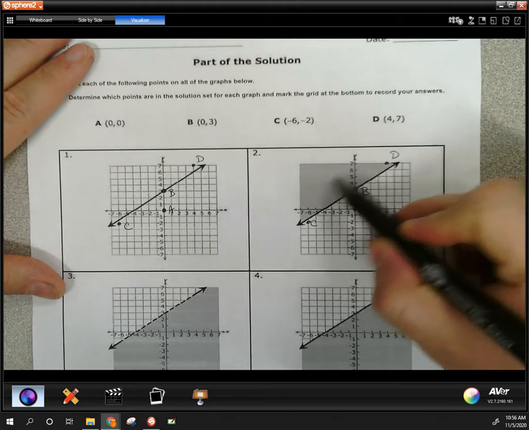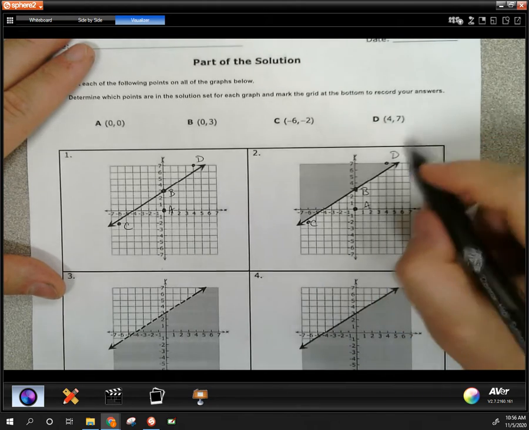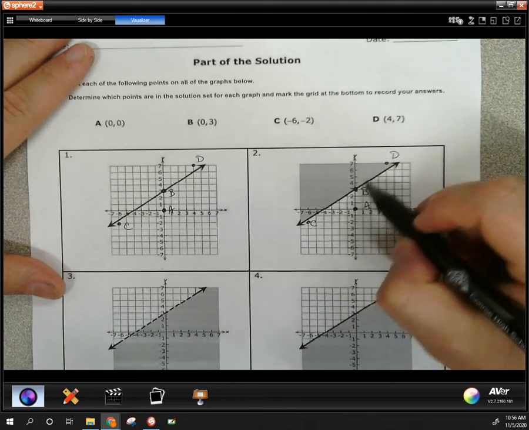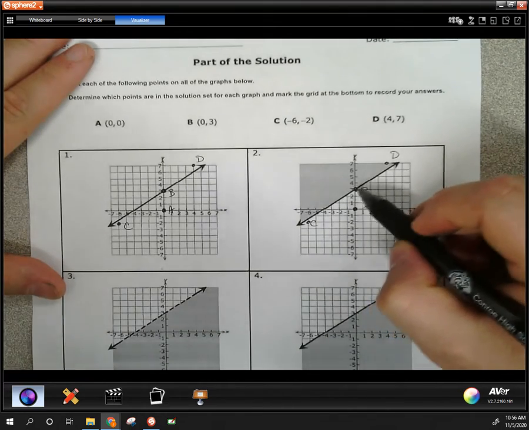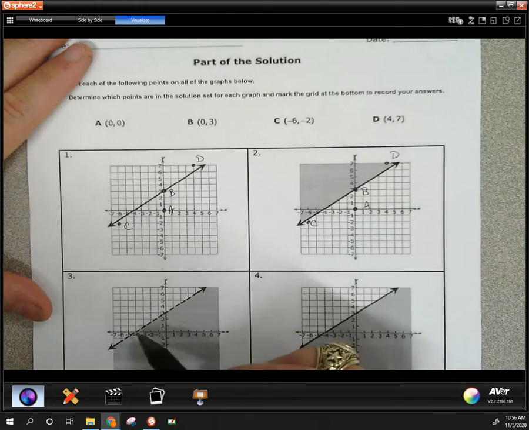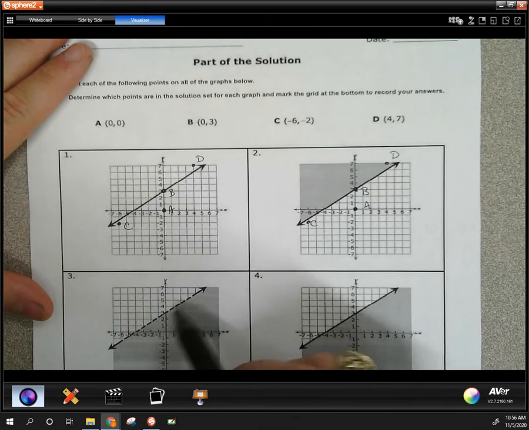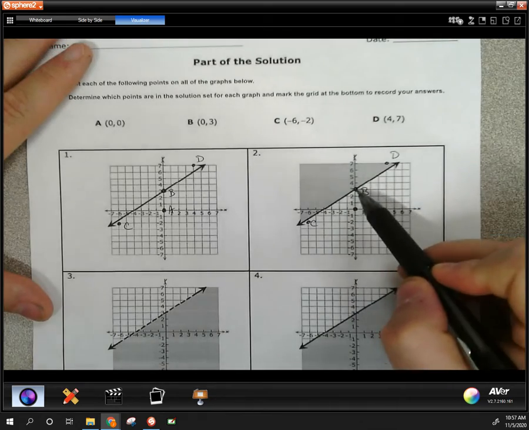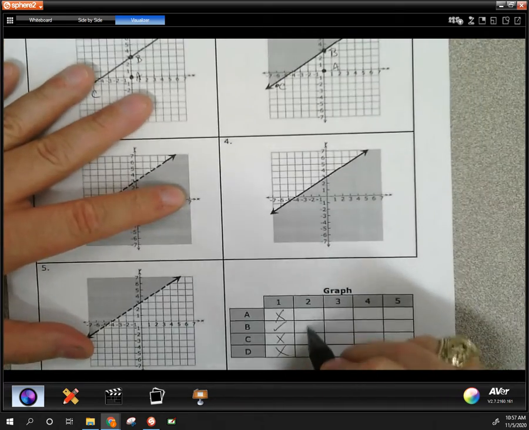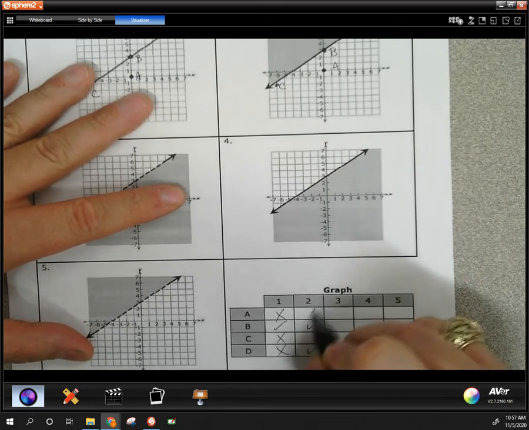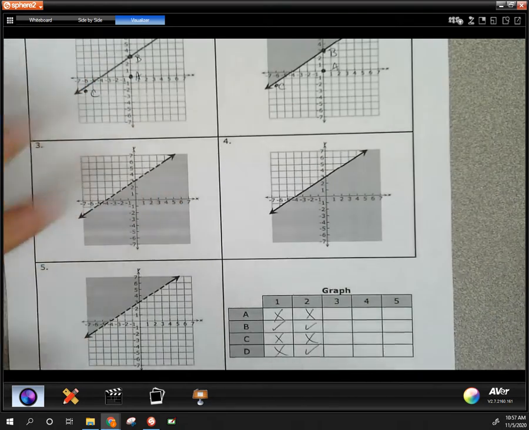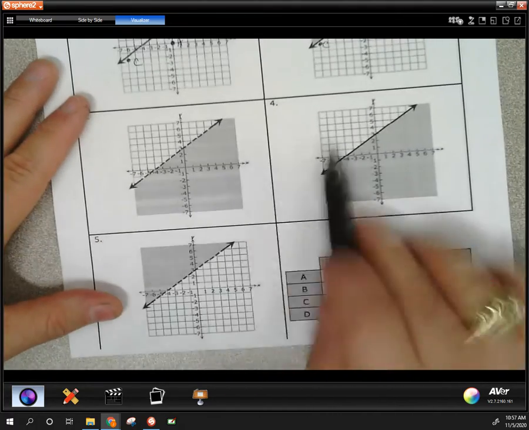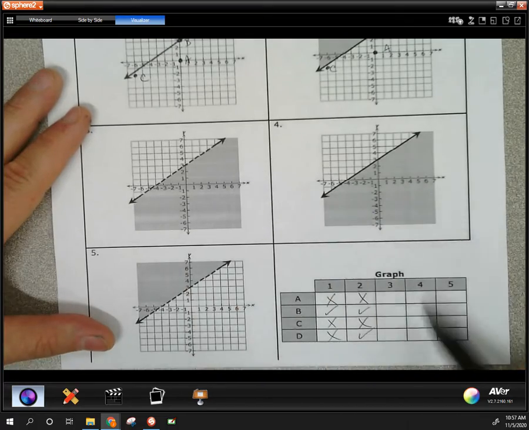So D is in the shaded area, so it's part of the solution set. B is on the solid line, so it's part of the solution set. Now here on number 3, something on a dotted or dashed line is not part of the solutions. But here it's a solid line, so B and D are. So number 2, B and D are solutions; A and C are not. Okay, all right. And then you just go and finish the rest of these. Make sure you put all the points, and then mark whether they're a solution or not.